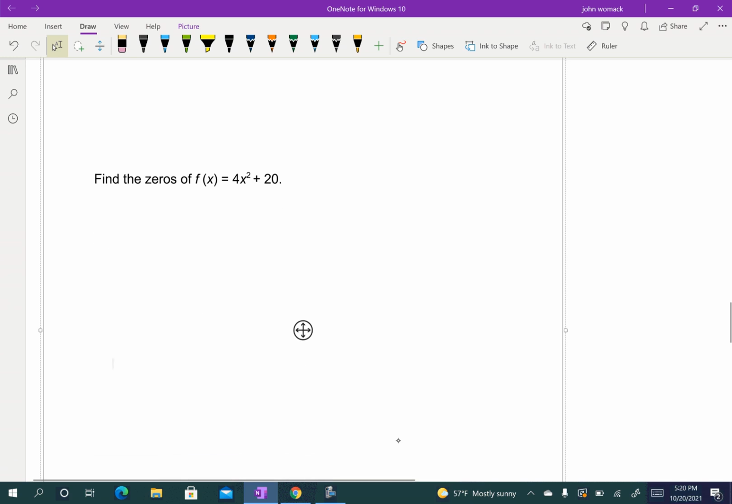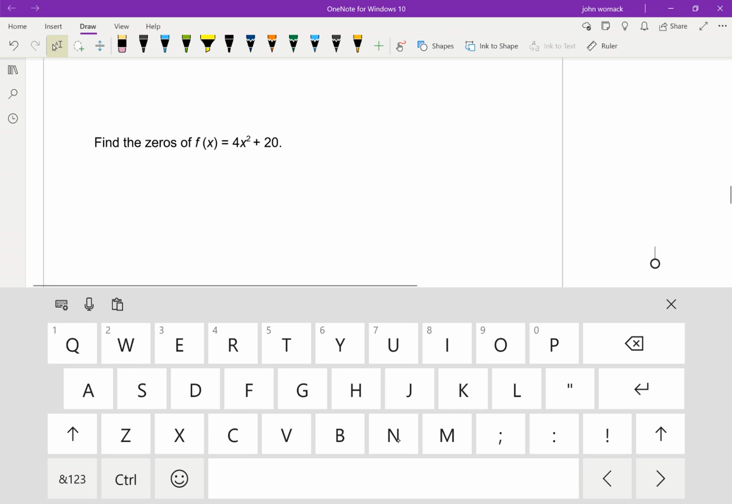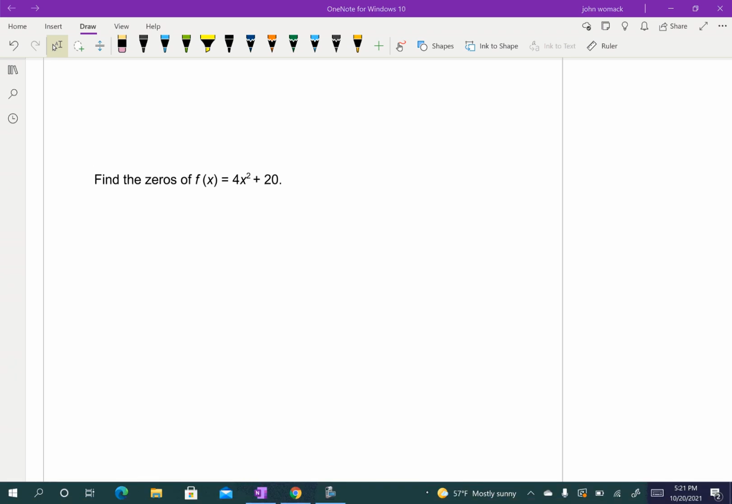So let's do this one right here. It says find the zeros of the function. Again, I want to find out what makes the function equal to 0. So plug 0 in for the function: 0 equals 4x squared plus 20. I want to find out what I would plug in for x to make that true. In other words, I want to solve this quadratic equation.